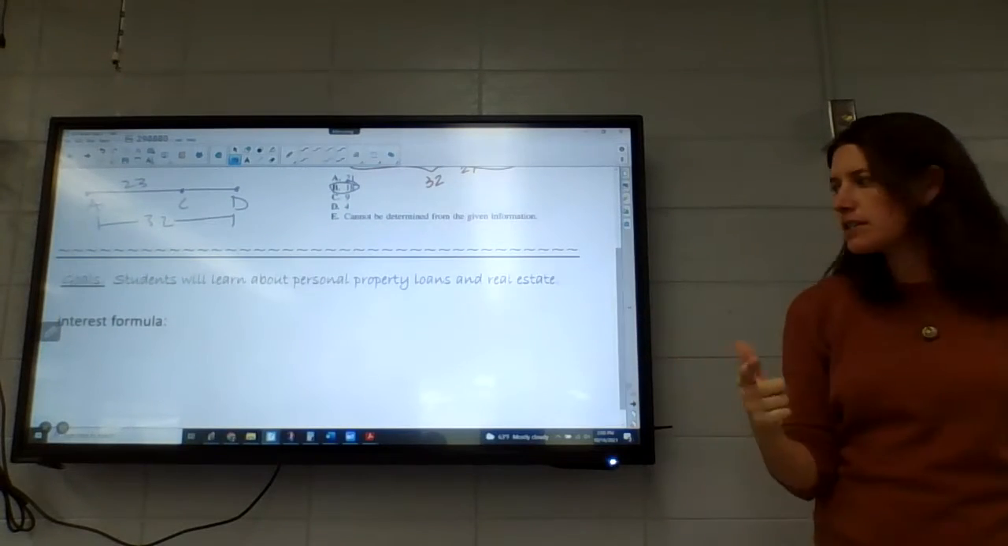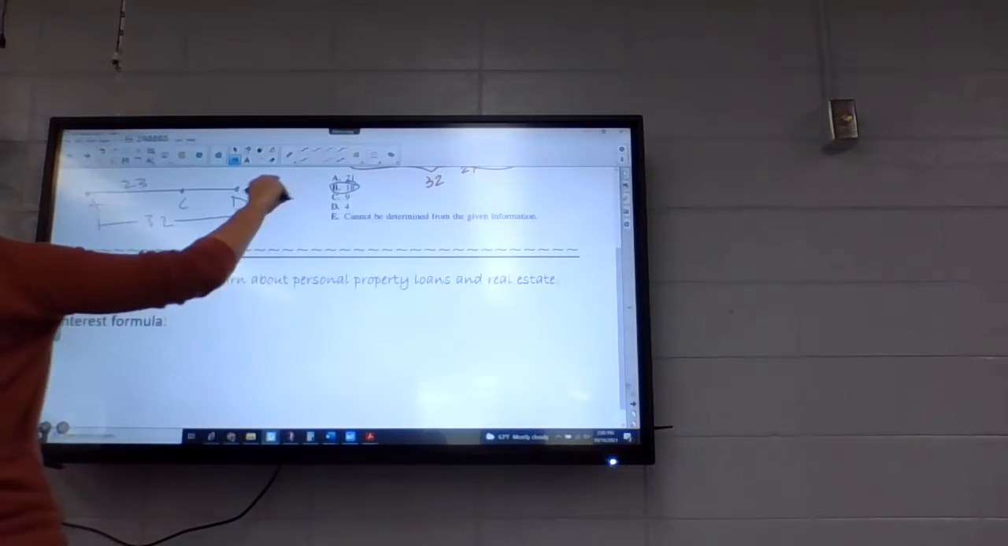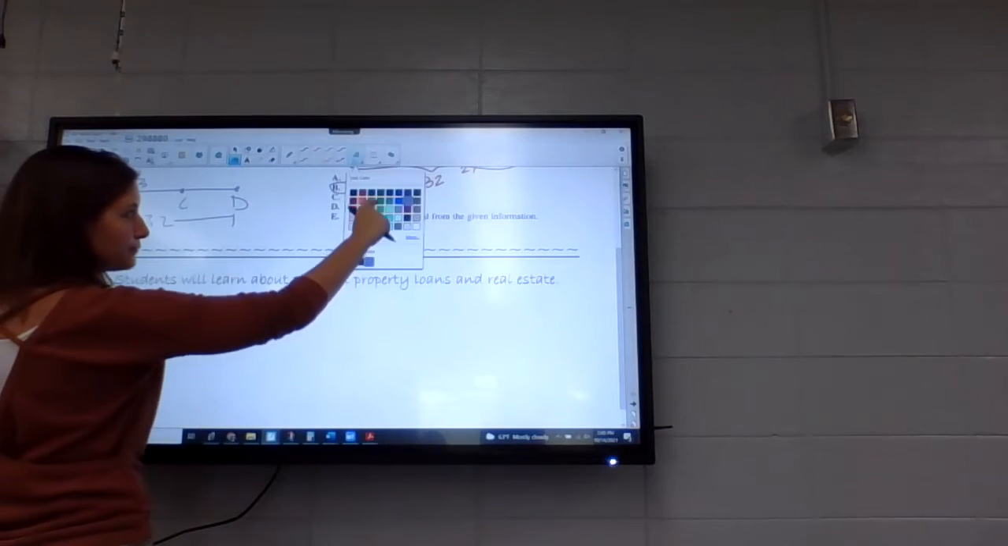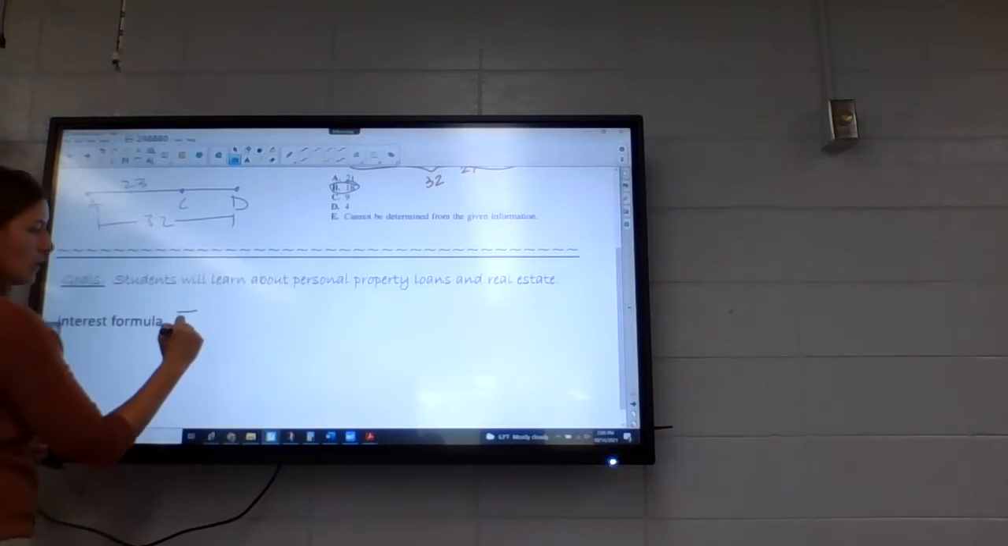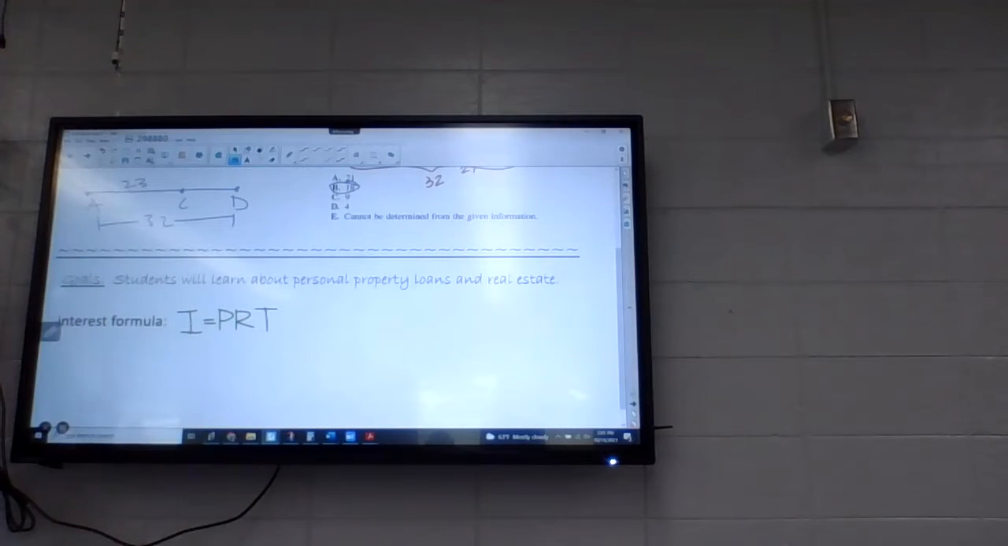All right, so we talked a little bit about the interest formula. We're going to use that more today. So I'm going to remind you guys of the interest formula from yesterday, and what everything stands for. So I is obviously interest. The word interest is there.